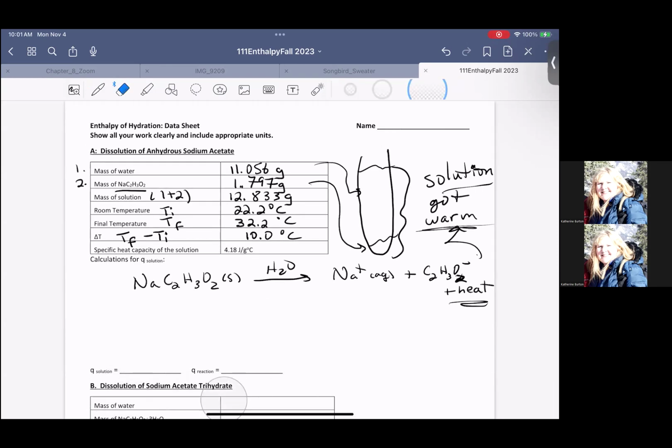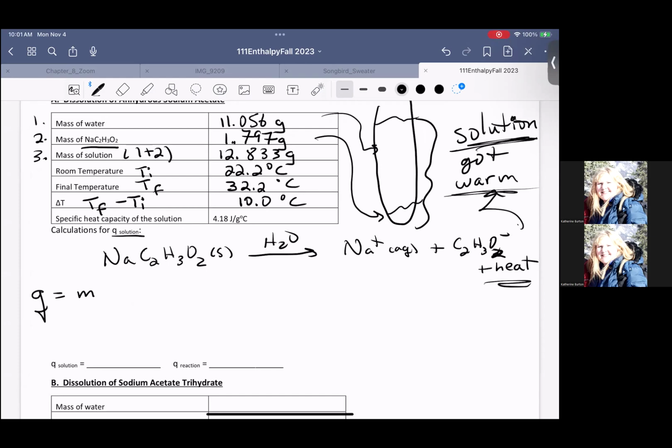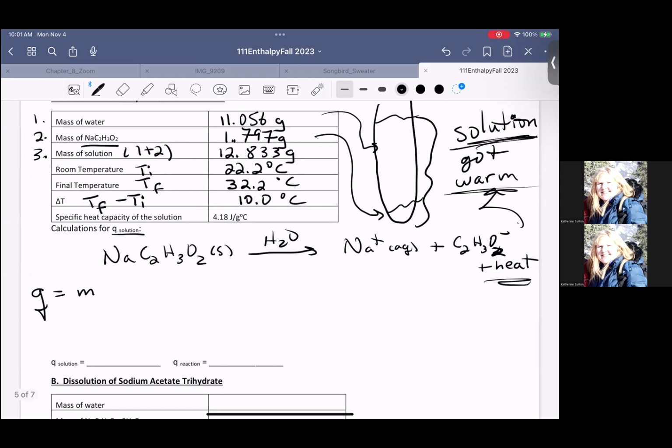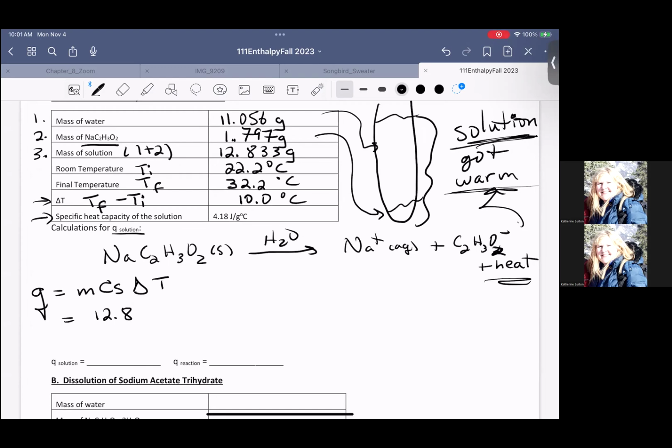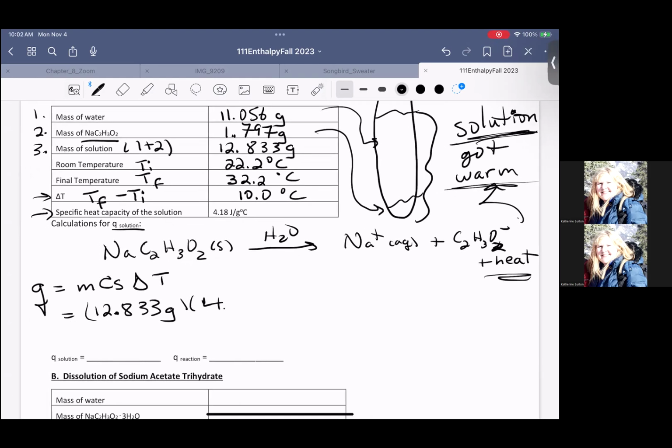So what we're going to do here is take our values and calculate the heat that was gained by our solution. Our heat for our solution, Q, is going to equal the mass of the solution, call that 3, multiplied by the specific heat capacity, this guy right here, multiplied by the change in temperature. If we put that through, we're going to get 12.833 grams. Remember to add the water to the sodium acetate. Our specific heat is 4.18 joules per gram degree Celsius.